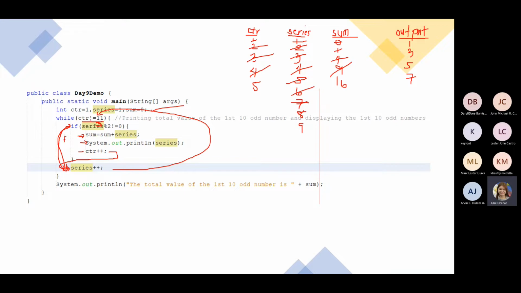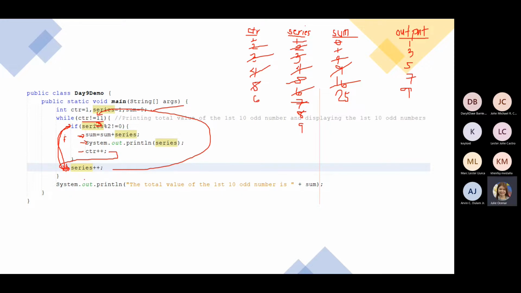Condition is counter is 5 pa rin, not equal to 11. True. If series, which is 9, modulo 2 not equal to 0, that is true. So sum, which is sum plus series, 9 plus 16, that is equivalent to 25. Okay? So 25 now ang ating sum, ipiprint natin ang series na value, which is 9. And then counter natin, magiging 6, crush out the 5.